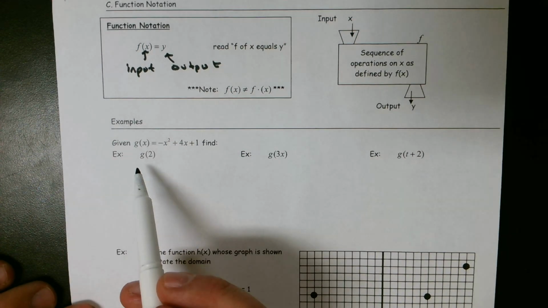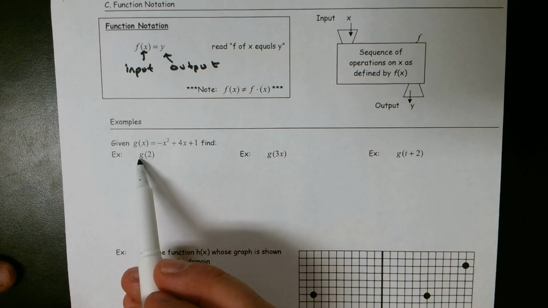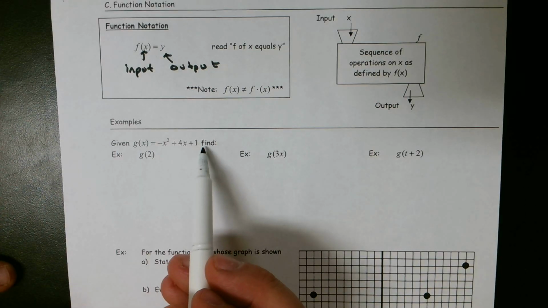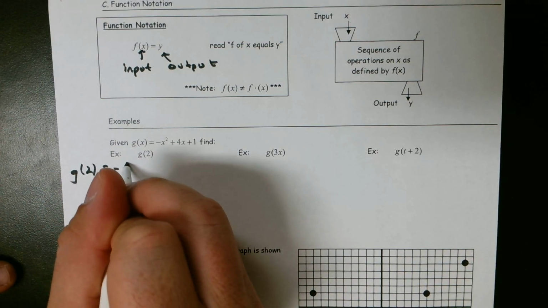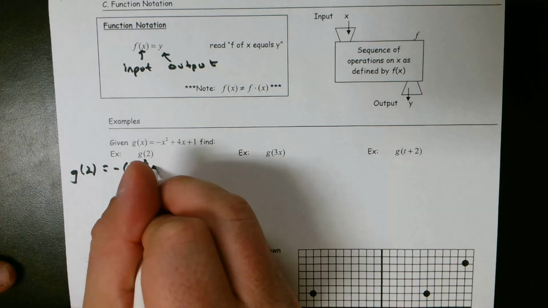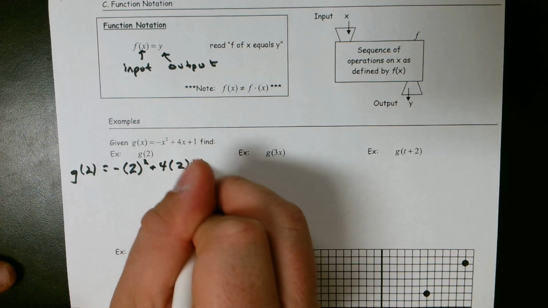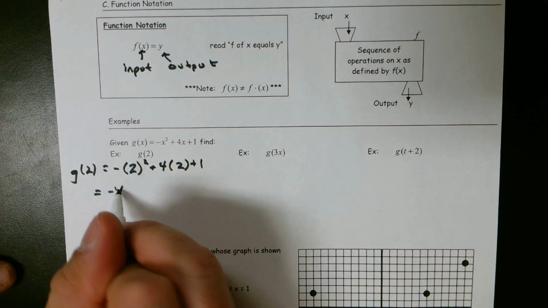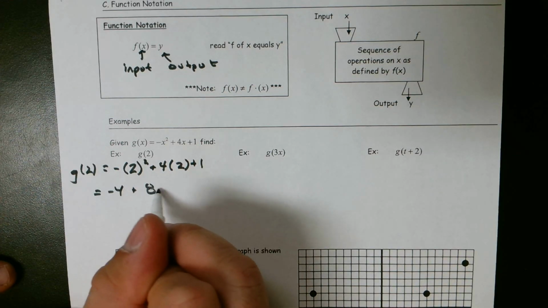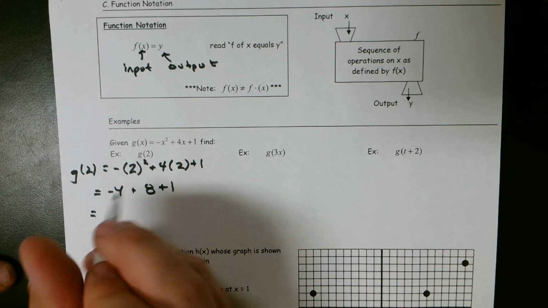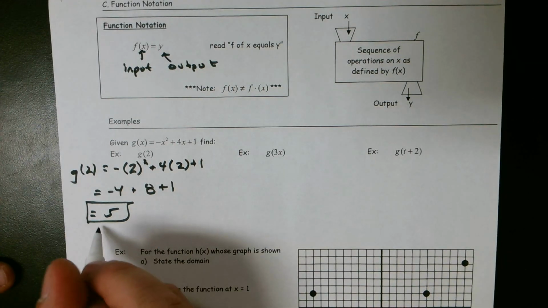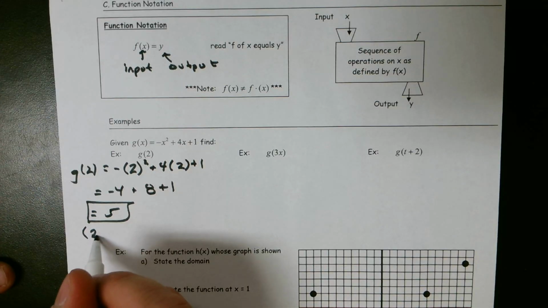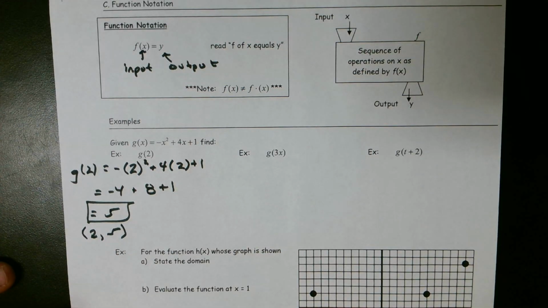Okay, so here's an example. If we plug in 2, so your g of 2 says plug in 2 into this g that's given to us. G of 2 is equal to negative 2 squared plus 4 times 2 plus 1, which is going to be negative 4 plus 8 plus 1, which is 5. Okay, so on this graph right here, the point (2, 5) exists. That's what you can take away from that.